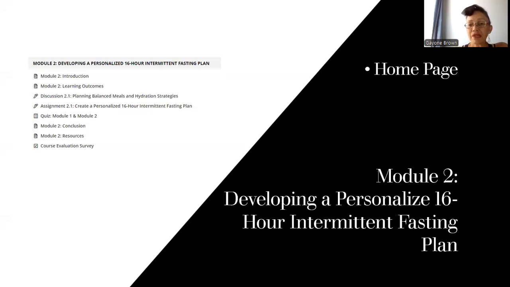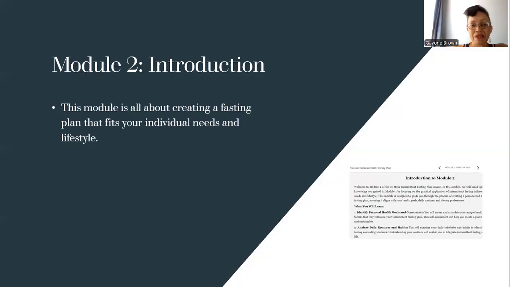The course will then take you on to Module 2. Here is the home page of Module 2, where you're seeing the list of all of the sections of Module 2. Module 2 is Developing a Personalized 16-hour intermittent fasting plan. You will be taken through an introduction. This module is all about creating a fasting plan that fits your individual needs and lifestyle.